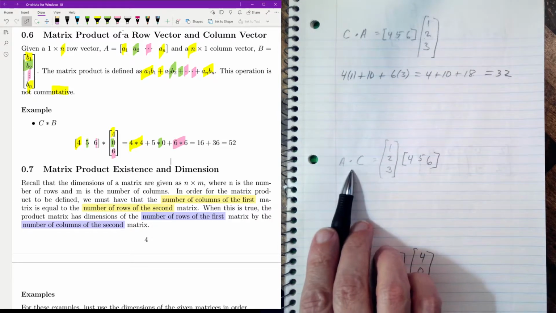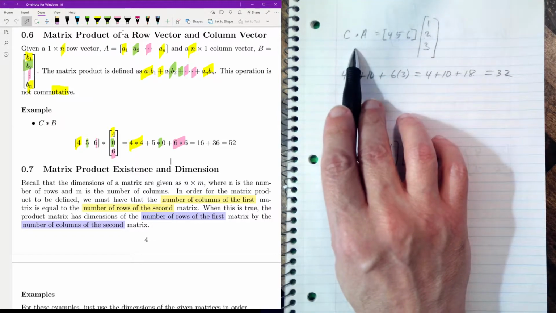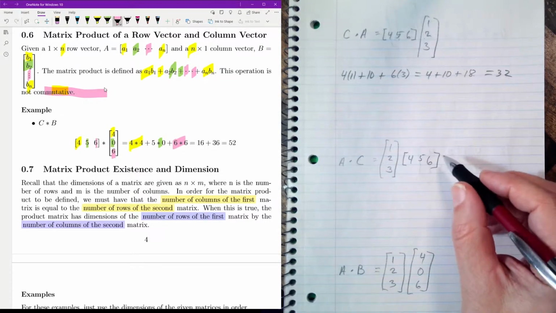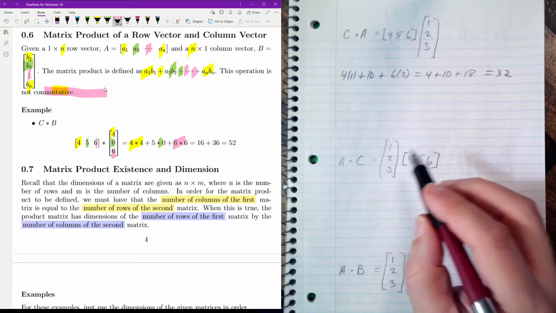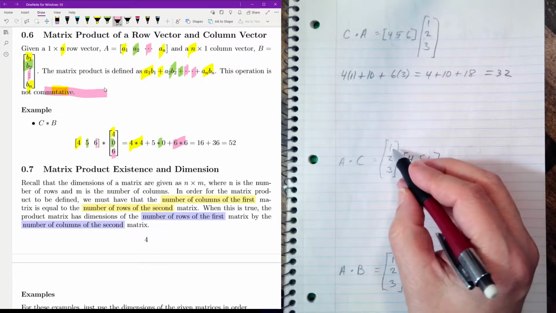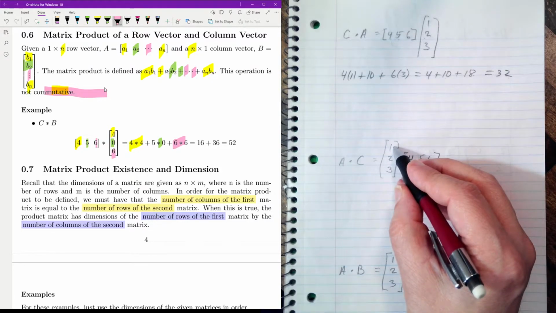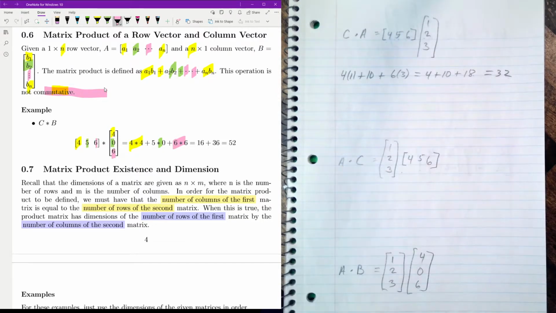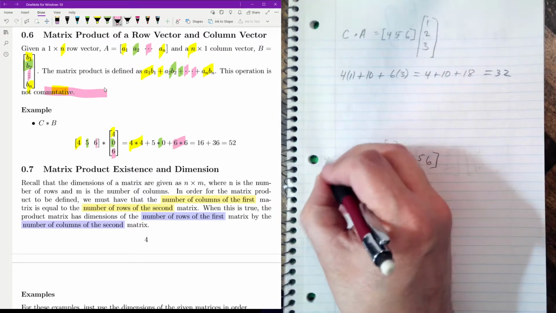Next example is A times C. So I'm reversing the order. Now I said previously that the operation was not commutative, which I indicated right here. That doesn't mean that it's not defined. It just means that they won't equal the same value. And that'll be pretty clear. Well, actually, should I do this? This is probably something I should save for a little bit later when we do matrix product more generally. So we'll come back to this example.